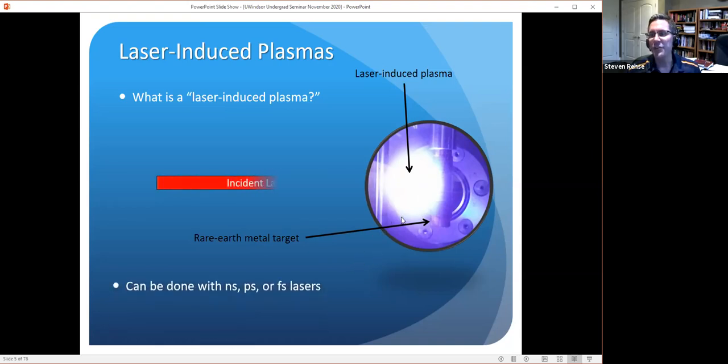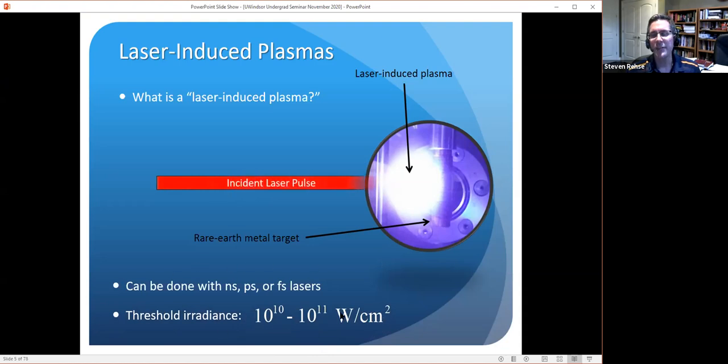This type of analysis can be done with a whole host of different lasers. They have to be pulsed. So lasers can be nanosecond, picosecond, or femtosecond pulse length and duration. It's been shown to work in all of those. All of the work I'm going to talk about today, we do with the nanosecond lasers in our lab.